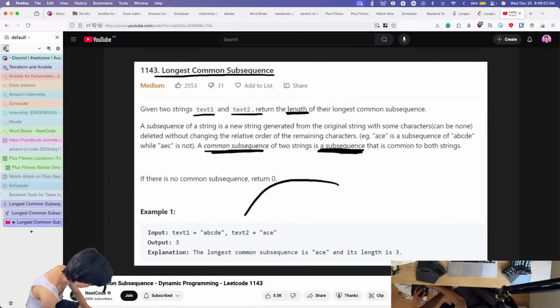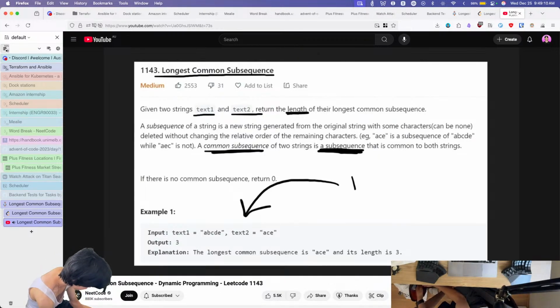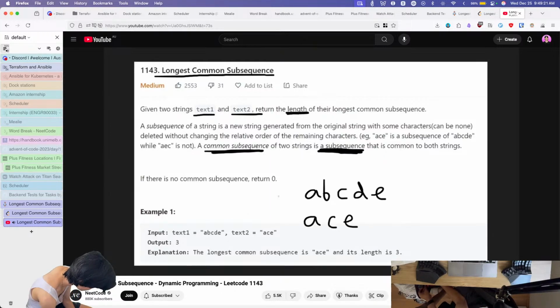So how can we solve this problem? Well, as I mentioned, dynamic programming is the most efficient way to solve this problem. But before we even get into the dynamic programming solution, which is going to be a 2-dimensional dynamic programming solution, before we get into that, let's just notice one thing. So let's say these are our two strings, right?